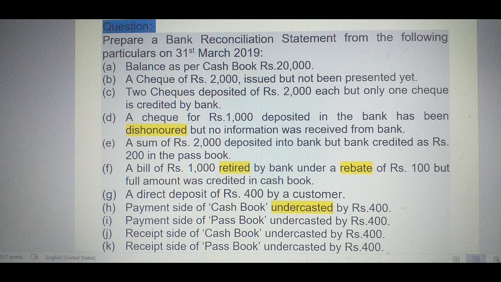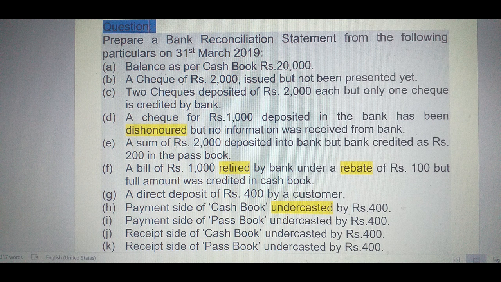D. A check for rupees 1,000 deposited in the bank has been dishonored. Dishonored means it is cancelled due to any number of reasons, maybe overwriting issue or wrong date mentioned, but no information was received from bank. E. A sum of rupees 2,000 deposited into bank but bank credited as rupees 200 in the passbook.